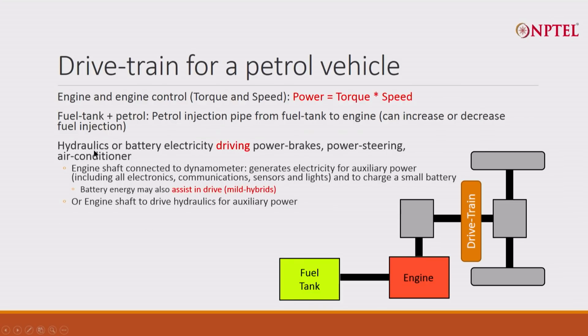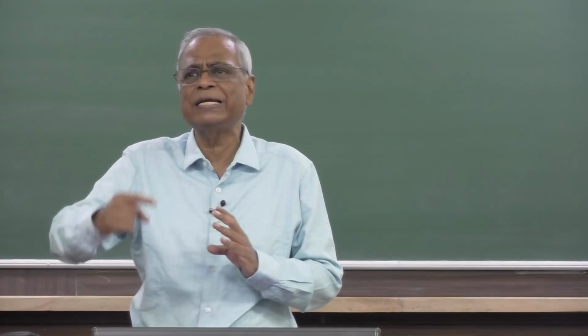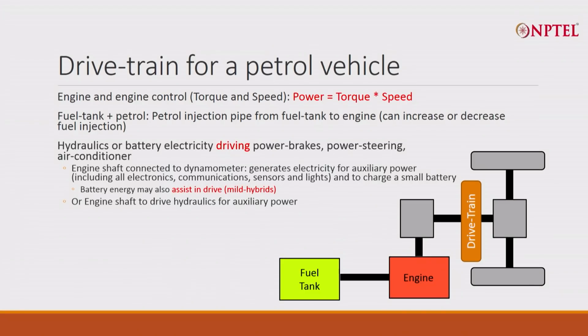Besides this, a very important component in every vehicle is either hydraulics or battery electricity. There are two kinds of vehicles. The conventional vehicles always had hydraulics. Now, what is hydraulics? Basically, the rotating motion is captured to provide what is called power brakes, power steering and air conditioning. Hydraulics will actually convert the rotary motion that the engine will provide into another speed, another torque, and that used to be done by hydraulics.